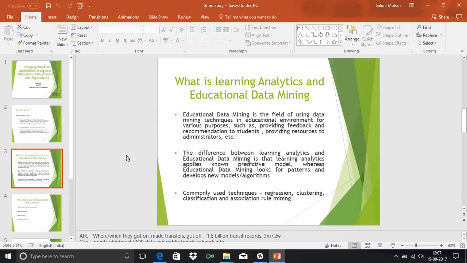So the concept of learning analytics is the same as that of educational data mining, with the only difference being that educational data mining strives for developing new models and looking for new kinds of patterns, but learning analytics applies the already known predictive models. The most common data mining techniques which have been used in educational data mining are regression, clustering, association rule, and classification prediction model.